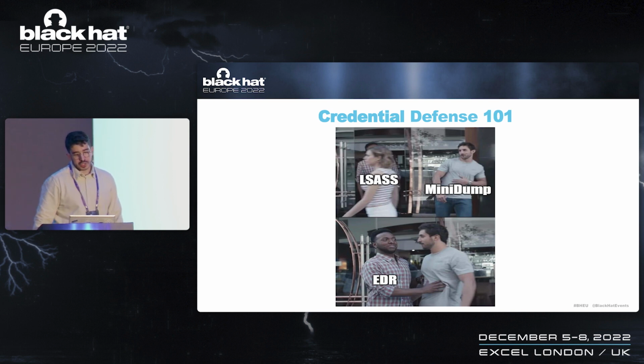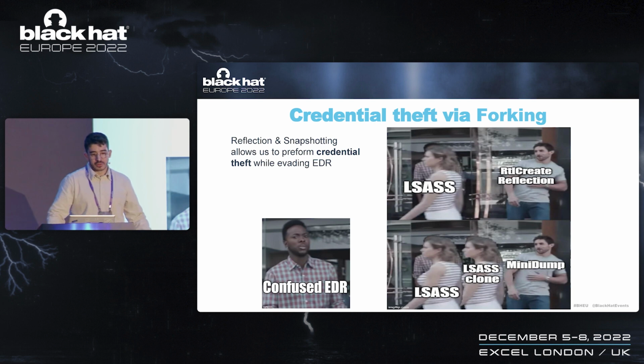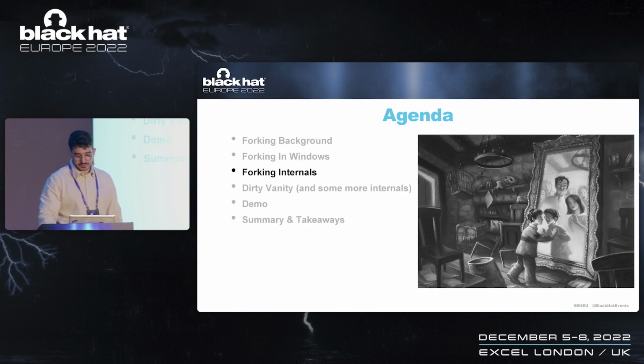Forking is introduced to credential theft. It's a known example of abuse of forking. In it, instead of reading LSASS directly, the attacker will issue a snapshot or reflection API, which is underlying implemented with a fork, to clone LSASS. And then the attacker could proceed to do a MiniDump or read of the LSASS clone, which will leave the EDR unaware. Some of the EDRs don't attempt to foresee this.